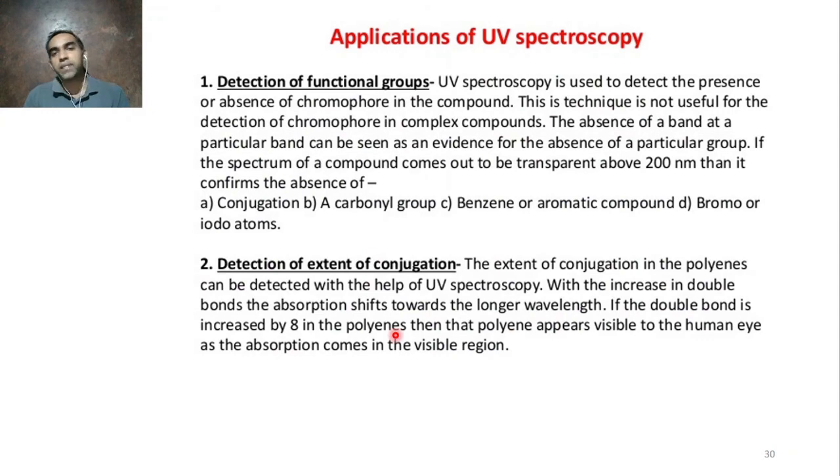These are some of the applications of UV spectroscopy: detection of functional groups. Because, as I already told you in the beginning, these spectroscopic techniques are used in the identification of organic compounds. The main application of spectroscopy in organic chemistry is to detect the organic compound. You combine everything here. In general, UV-visible spectroscopy alone can't tell you the structure.